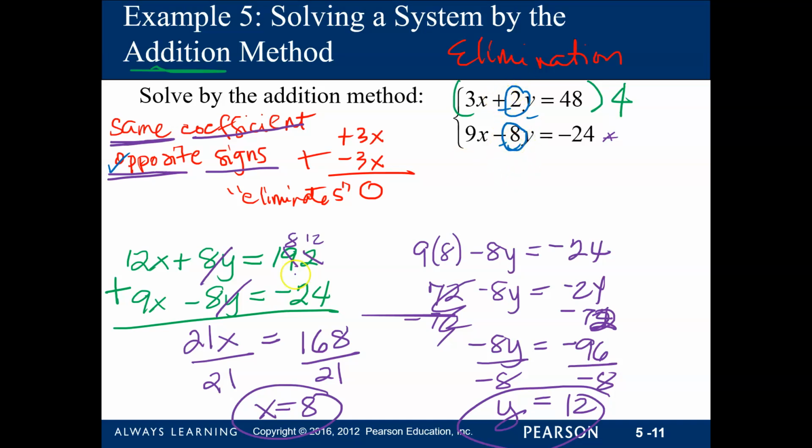Once you have that set up, then you can do the vertical addition. You will get something canceled out. You can solve for one of the variables and then use that variable, replacing it in one of the original equations so that you can solve for the second variable. All right, so that's how you can solve systems by substitution or by elimination.